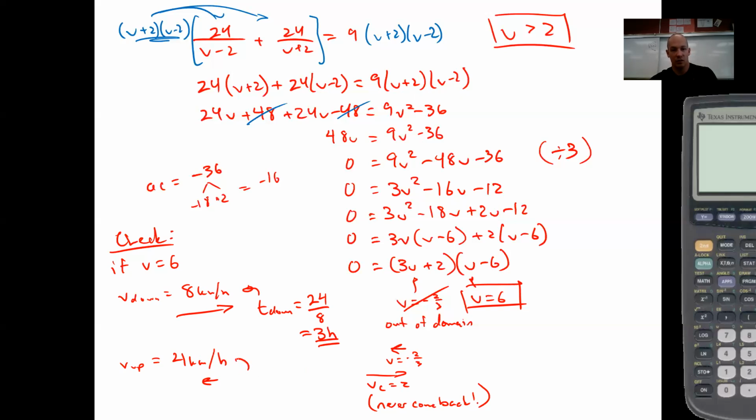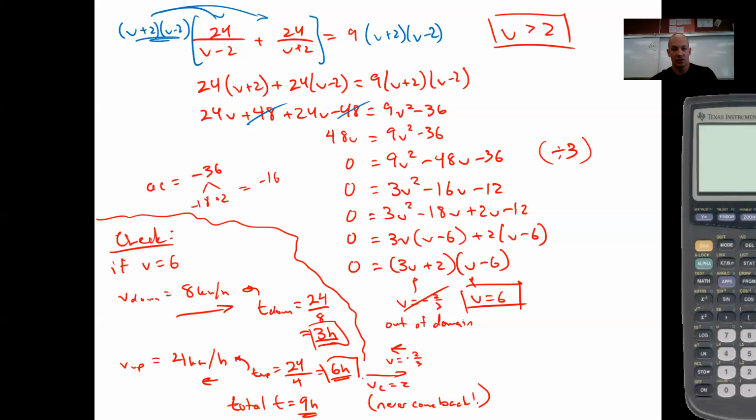How long does it take you to go upstream? 24 kilometers, going at 4 kilometers per hour, that's 6 hours. And in total, we can see that the total time equals 9 hours, which is exactly what we wanted. Okay, so it's nice to just check these things sometimes. This is our speed, and if you want, you can say, therefore, Jerome rowed at 6 kilometers per hour. Okay. All right, there we go. Next one.